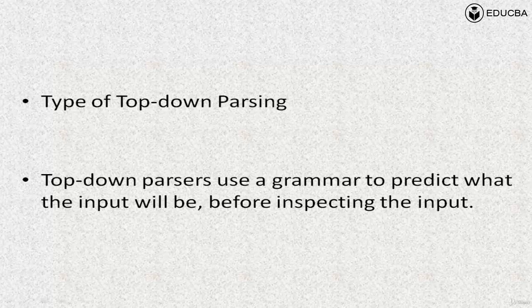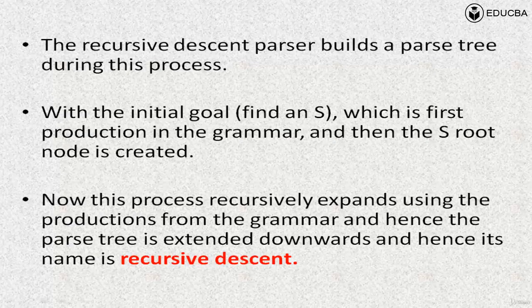so that's why it's under the category of top-down parsing. And top-down parsers use a grammar to predict what the input will be before inspecting the input. So this is the method of that parsing. Basically, now I will show you one program and also one example of this method, how I will explain this method with the example, and I will also show a program in your Python language or the shell.